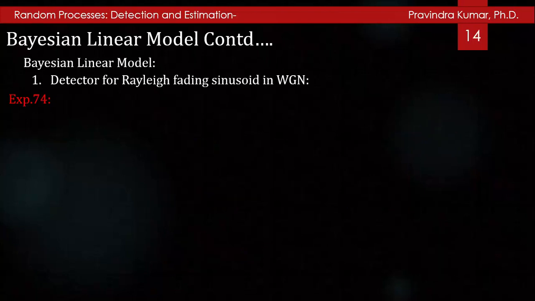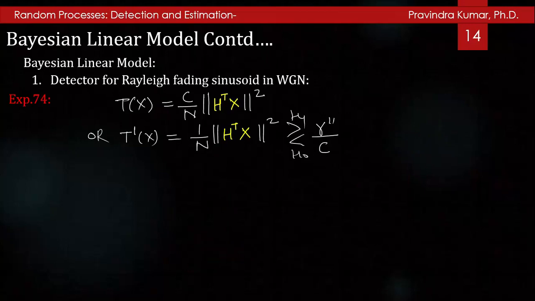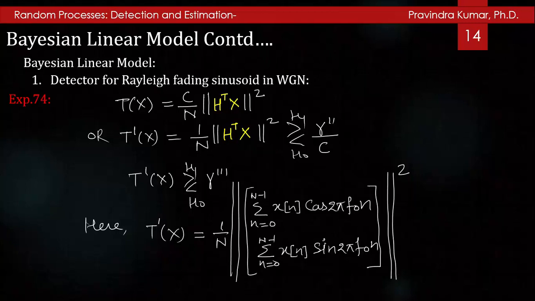So I can write the test statistic as T(x) equal to C by n and the square of the Euclidean norm of H transpose X, or you can also write T dash X as 1 by n and the square of the Euclidean norm of H transpose X greater than or equal to gamma double dash by C, or you can write it as T dash X greater than gamma triple dash, where gamma triple dash is gamma double dash by C.